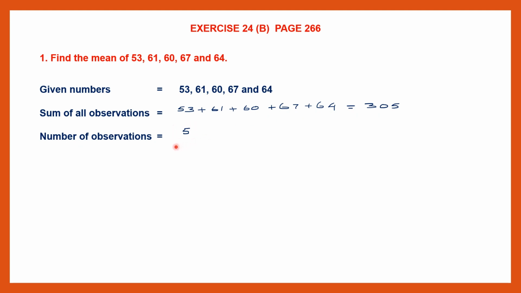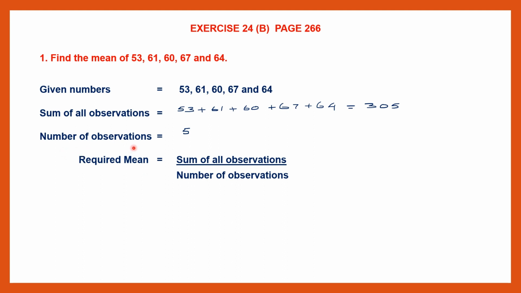Now we're going to find the mean with the help of a formula which says required mean is sum of all the observations, that is this, divided by the number of observations. So what is the sum of the observations? 305. And what is the number of observations? 5. So we just have to divide 305 by 5. So let's do that simple division.